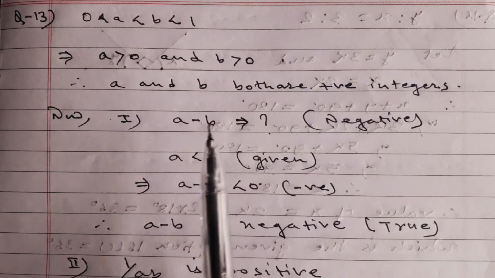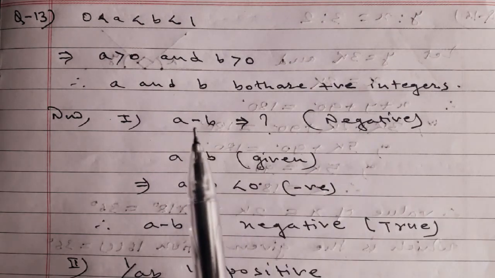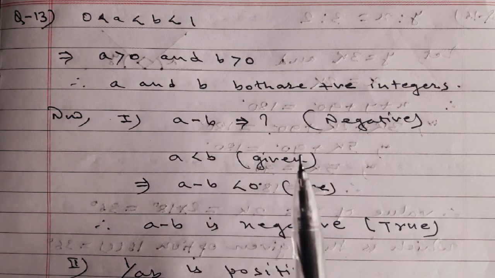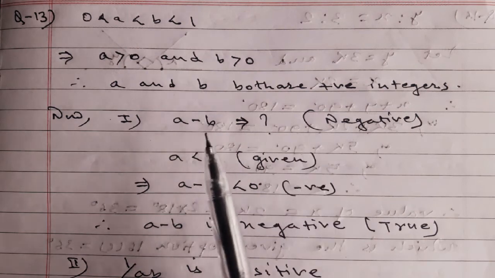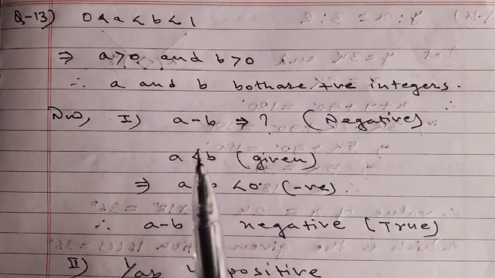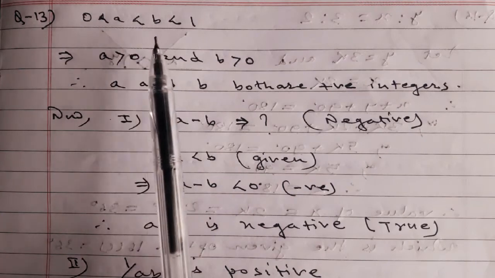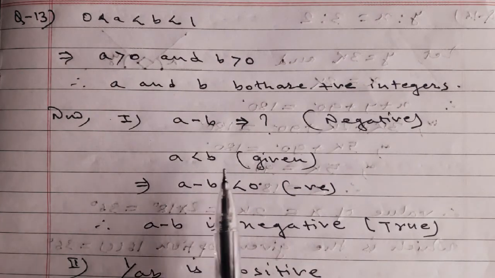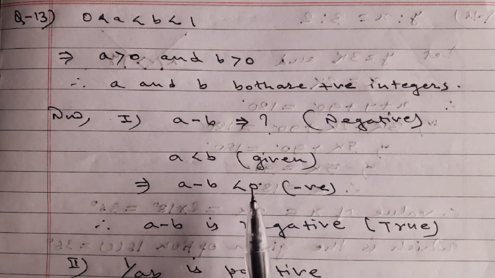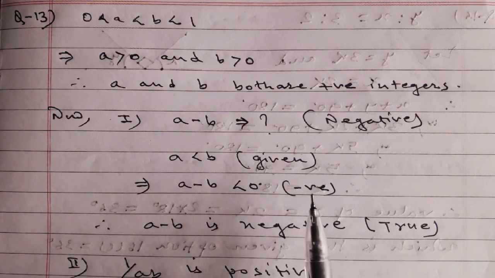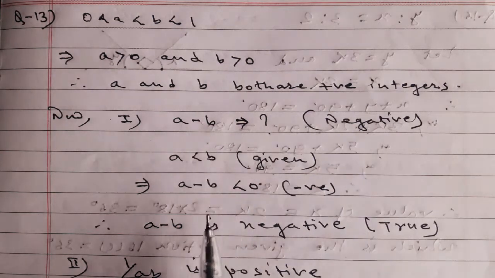Now we have to determine the value of A minus B. A is positive and B is also positive. So, the difference between two positive numbers, we have to determine whether the value of A minus B is positive or negative. It is given that A is less than B. So A minus B, if we shift B to the left hand side, then we get A minus B less than 0. That means the value of A minus B is negative.